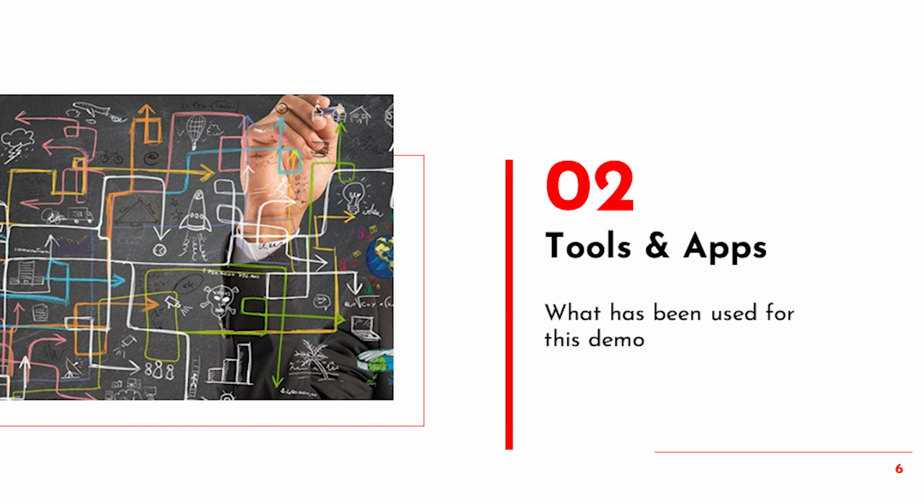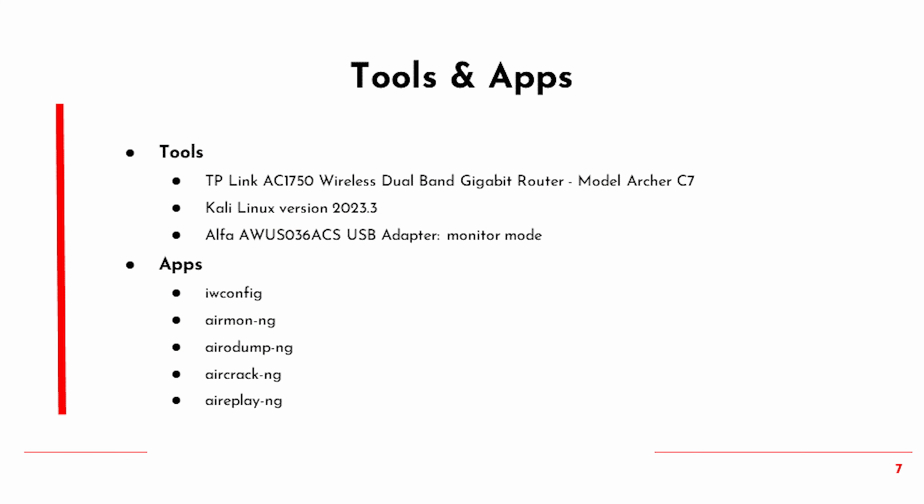The tools and apps that we used to perform this demo. We used a router that is a TP-Link AC1750 wireless dual band gigabit, the model is Archer C7. As the operating system, we used Kali Linux version 2023.3 and also a USB adapter in monitor mode, which is an Alfa.